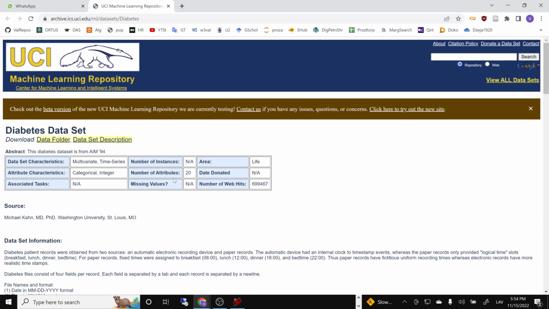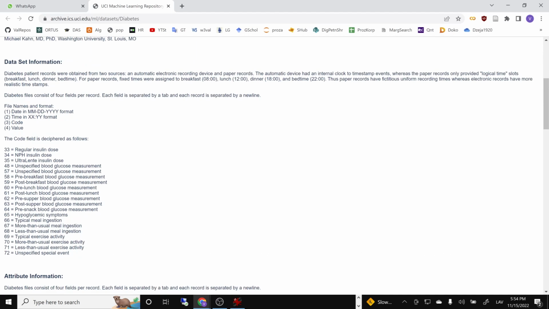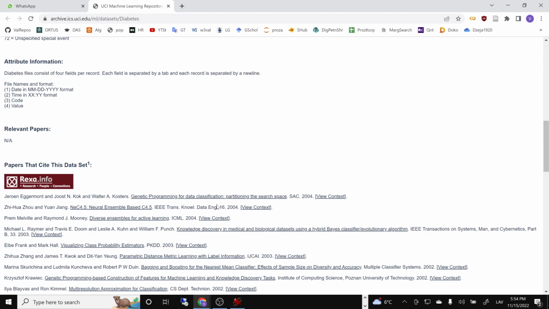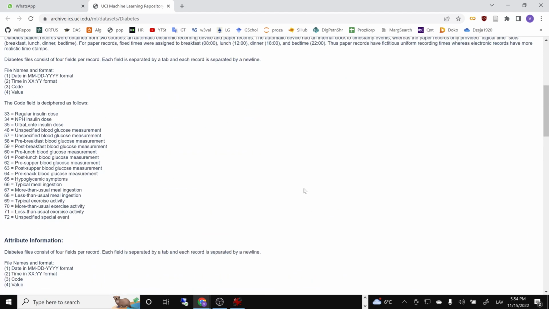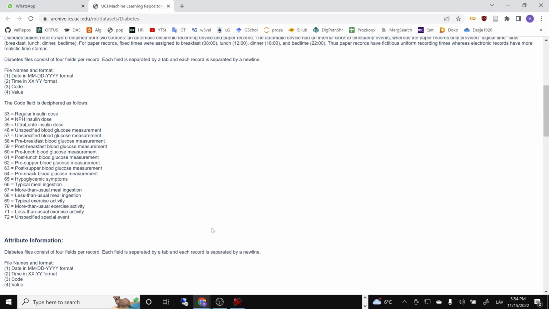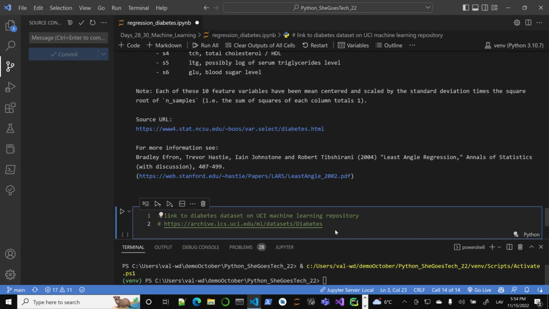No, this actually has more attributes. This might be a different one. This has 20. This has insulin levels and others. This is actually a different one. While I thought it was the same dataset, it just has more features: insulin dose, glucose, exercise activity, meal ingestion. This is actually a different dataset.